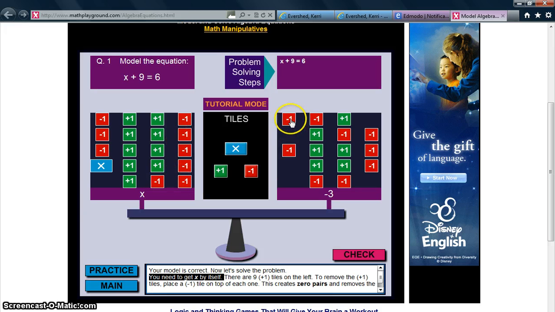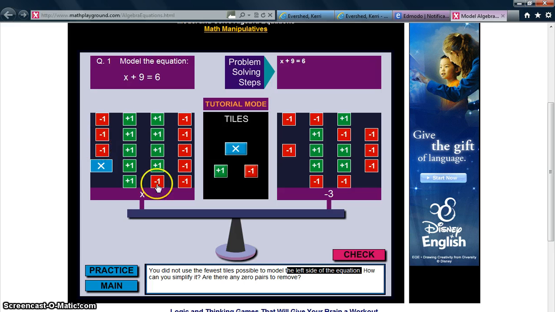And I did the same over here. 1, 2, 3, 4, 5, 6, 7, 8, 9. I used 9 red tiles over here. So I subtracted 9 from 6. Let's do a check. So let's see. You did not use the fewest tiles possible to model the left side of the equation. How can you simplify it?